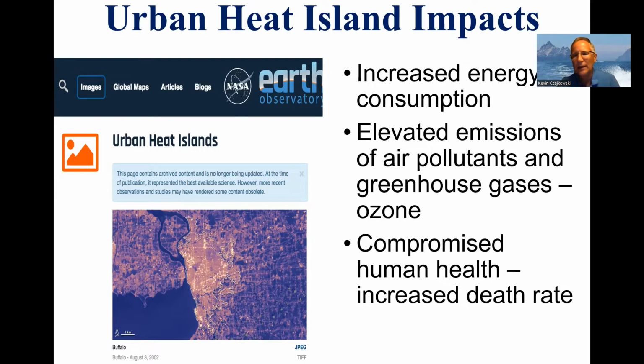Some of the reasons we care about it: the energy consumption increases during heat waves, and because of this urban heat island, air pollutants become worse, such as ozone, which is a pollutant that hurts people's lungs or also affects plants. And then also people may die during a heat wave in the urban area due to excessive heat.